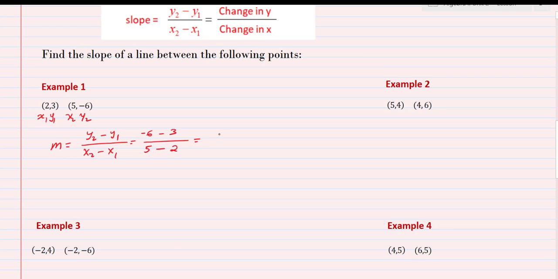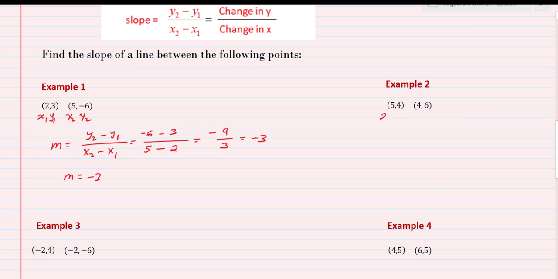So we have -9 over 3. When we simplify that, we get -3. Now this slope is -3. That means this slope is decreasing, and as we looked at it earlier, the slope is going down. It's a negative slope. Let's do example 2.